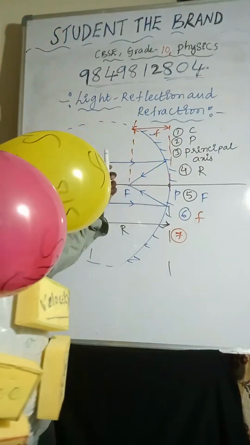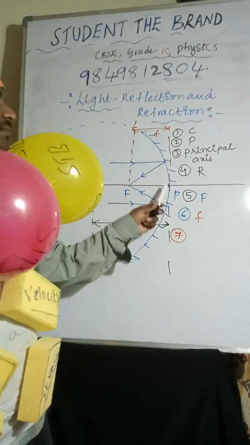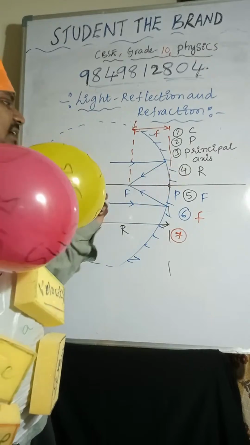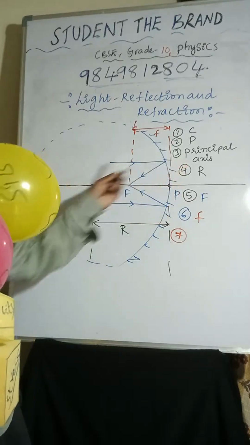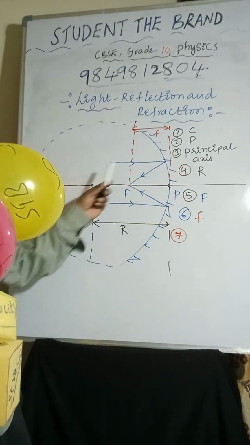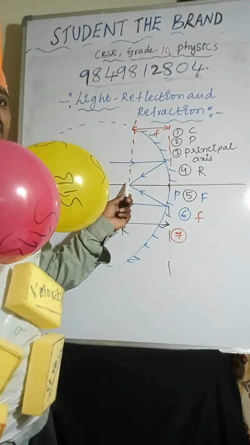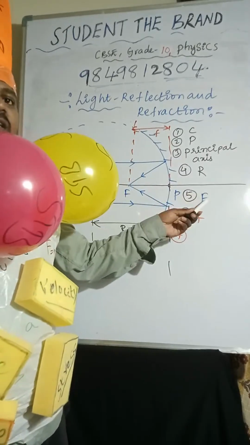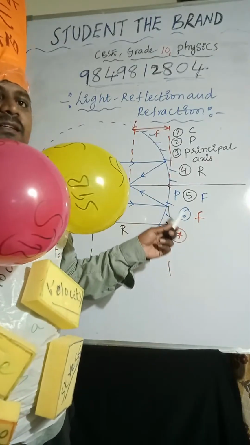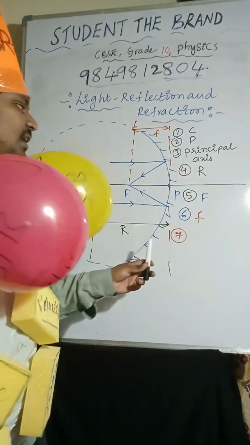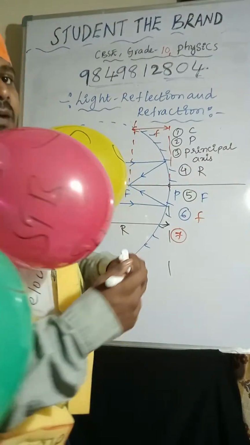Once again, observe all those points. C is the center of curvature, pole is the midpoint of the mirror, and the line joining the center of curvature and pole is called the principal axis. The distance between center of curvature and pole is called radius of curvature. After reflection, all light rays meet at one point on the principal axis called focus, or principal focus. The distance between focus and pole is called focal length. And the width of the mirror is called aperture.